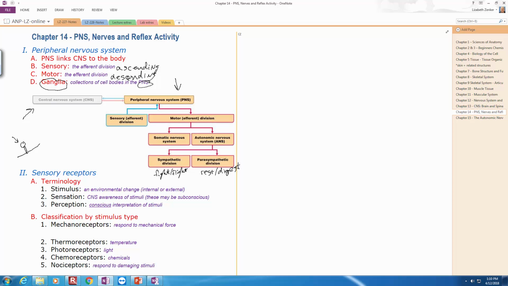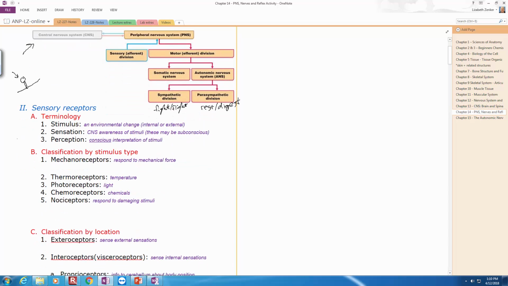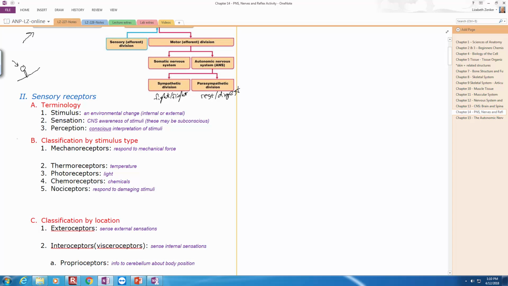And let's see, sensation versus perception. So when we're talking about sensation, it says the CNS awareness of stimuli. These may be subconscious. So what do we mean by subconscious? You're not really thinking about it. It's like in the background.